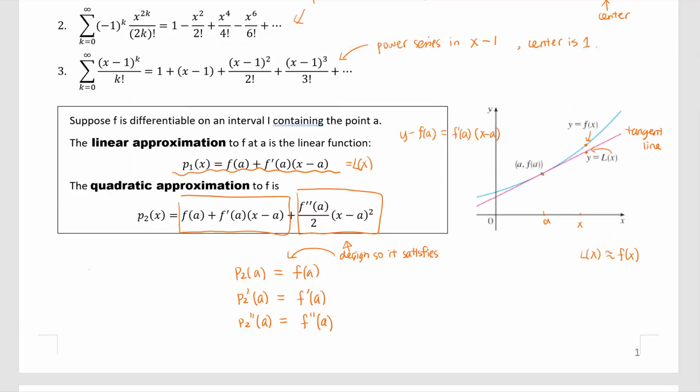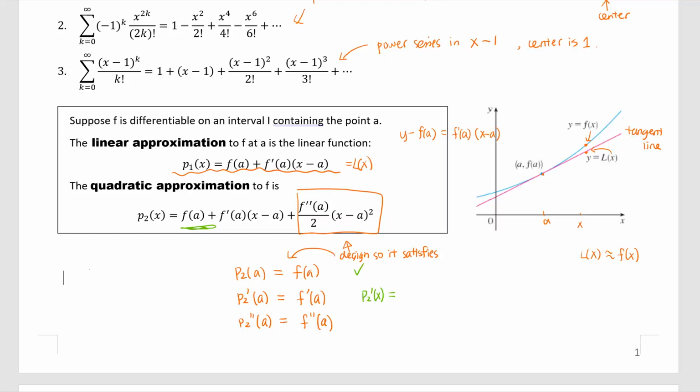Okay. All right, so this is P2 of x, right? So when we plug in a, we see, oh, x minus a is gone, x minus a is gone. So that's why we have P2 of a equals f of a. So this one, we have that. How about the second one? What's P2 prime of x?